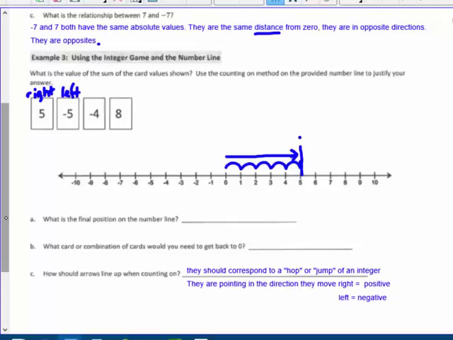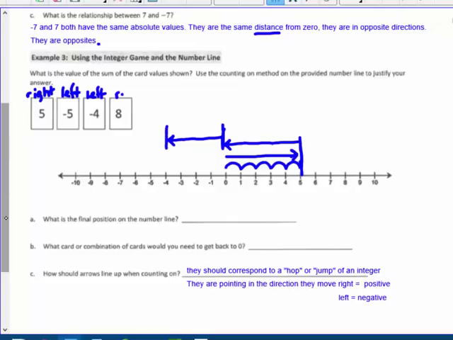So I need to start at this line that I drew there and count 5 left. 1, 2, 3, 4, 5. Oh, I'm back at 0 now. I'm going to draw a line there. So I went 5 to the left. Now I'm going to go left with my -4. So I'm going to count 4 spaces on the number line. 1, 2, 3, 4. Now I'm at -4.